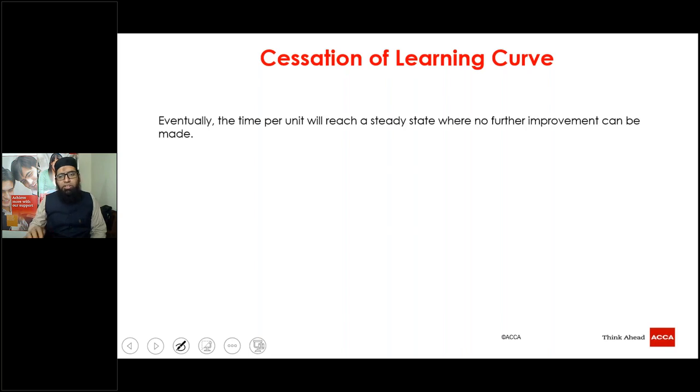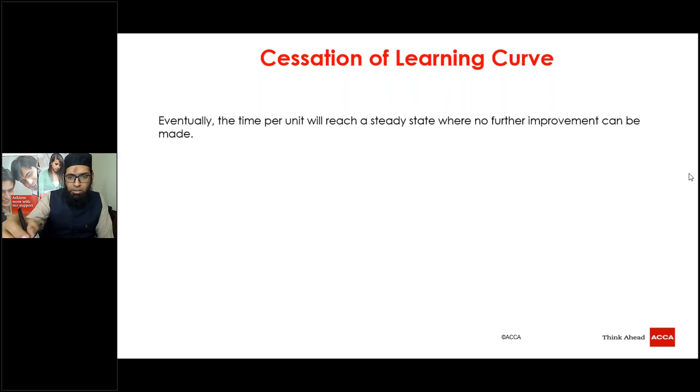Now, the suggestion of learning curve. Irfanul Hassani asked me, will the log result also be provided in the paper based exam? Yes, it will be provided in the paper based exam, so don't worry about that. On the other hand, can the cumulative average drop to 0%? No, it will never drop to 0%.